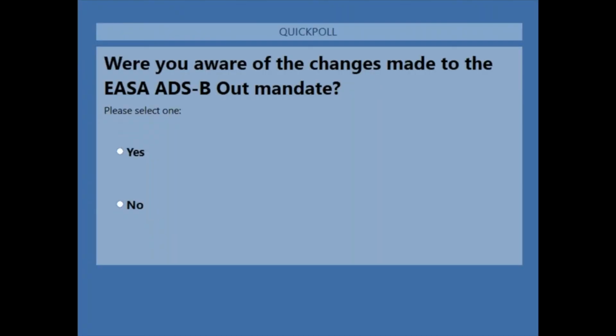Jack, can you launch the poll, please? Yep, just launched the poll there. So just asking you quickly if you were aware of the changes that have been made to the EASA ADS-B mandate, and if you could just choose yes or no. So far got around 30% of audience voted, so we'll just give you guys a couple of minutes to get your votes casted in.